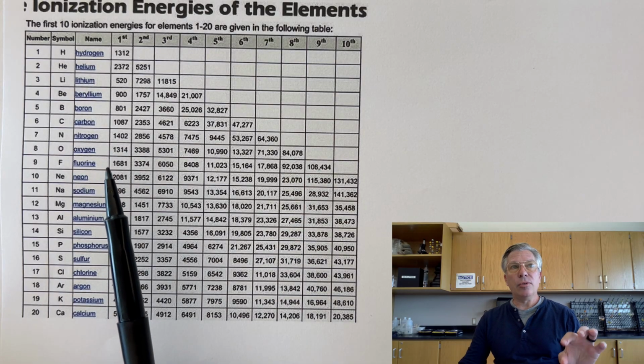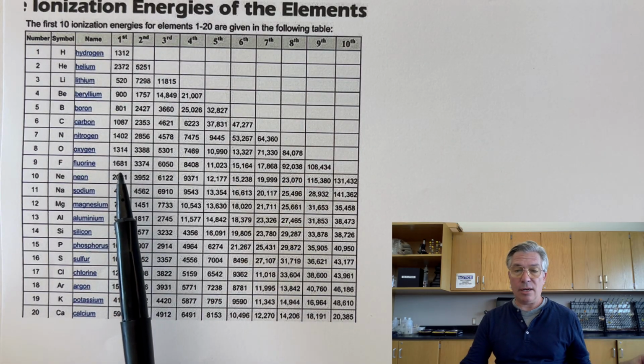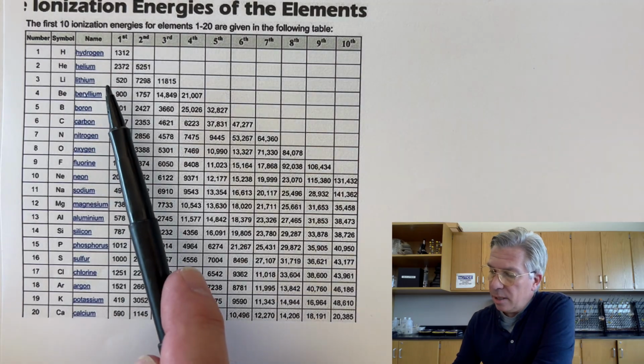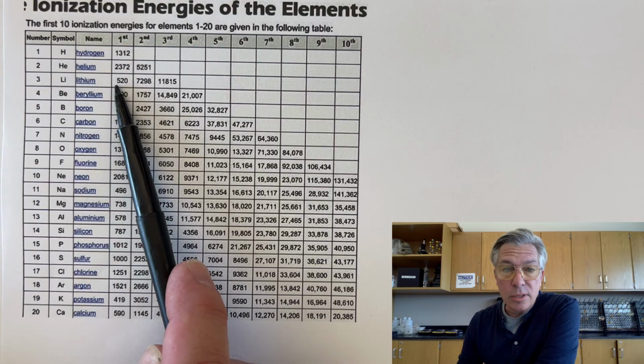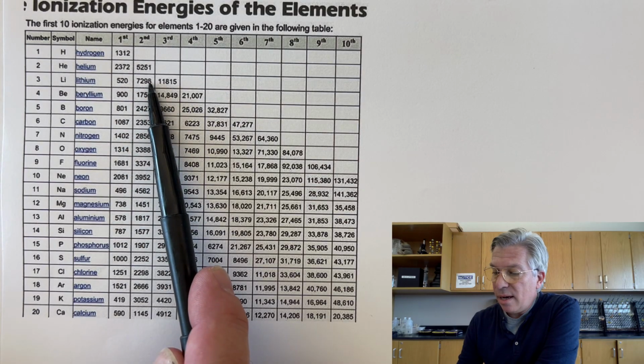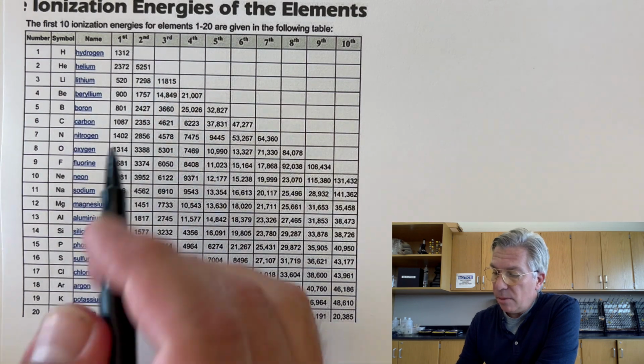You can tell how many valence electrons an atom has by how easily it loses electrons down the line. So for example, let's look at lithium for a moment. Lithium, it's pretty easy, a low number to remove the first electron, but the next is really high. It's like 12, 15 times as high. There's a big jump right there.